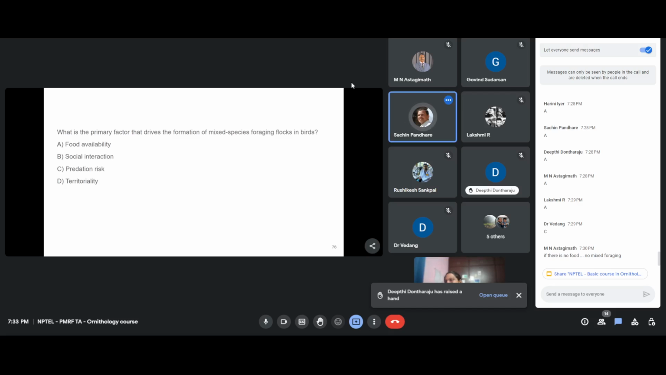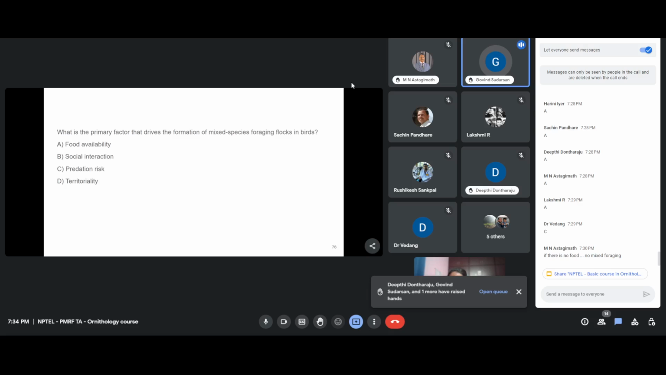Yeah, it's an interesting question though, Sachin. That's why I would like to take it further. I think there are certain factors that drive them to exist in mixed species flocks, and of course there are multiple factors. But I am still not convinced about the primary factor. So let's just leave it open. It could be A or C. I think that's where everyone has probably landed. Yes, Govind.